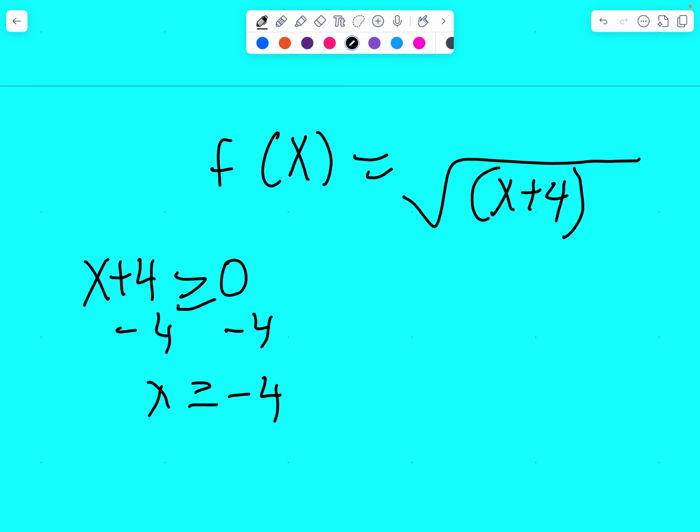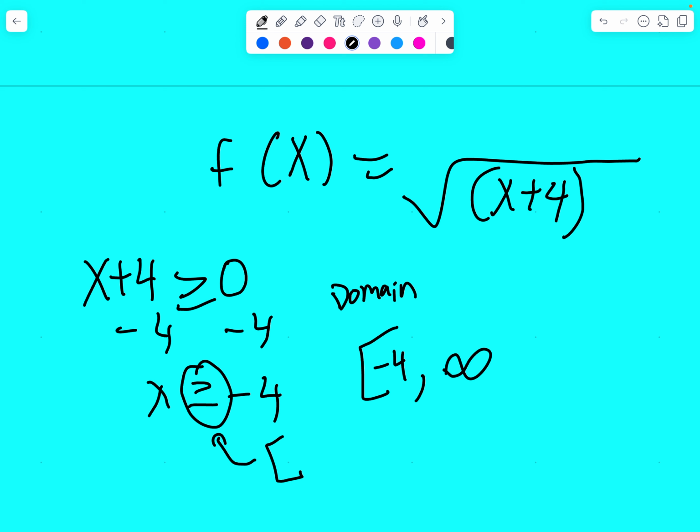So the domain is negative 4, because we have this symbol, and that symbol is a bracket. All right, so negative 4 to infinity. Remember, parenthesis on infinity, since infinity goes on and on and beyond.